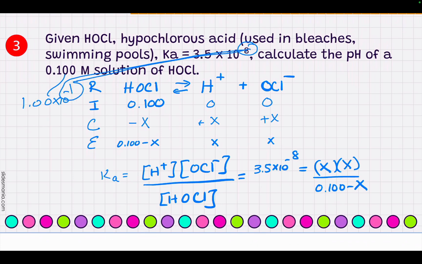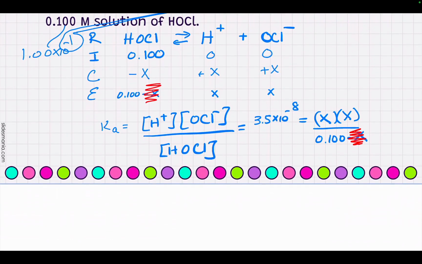So I am going to do the X is small assumption. That means I'm not going to use this. It's so small that it won't matter, which means I can take it out of here, and then it's a much easier problem to solve. Then it's just X squared equals 3.5 × 10^-8 times 0.1. And then I would just do the square root of both sides.